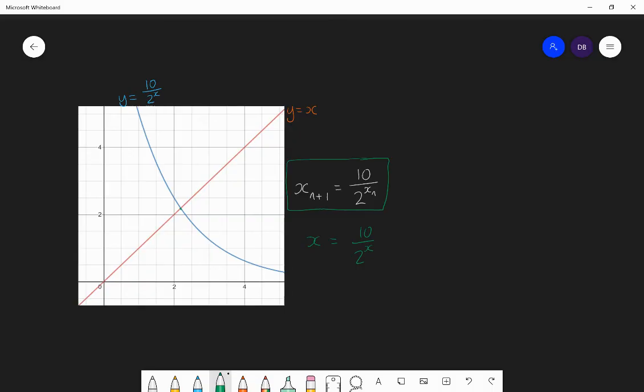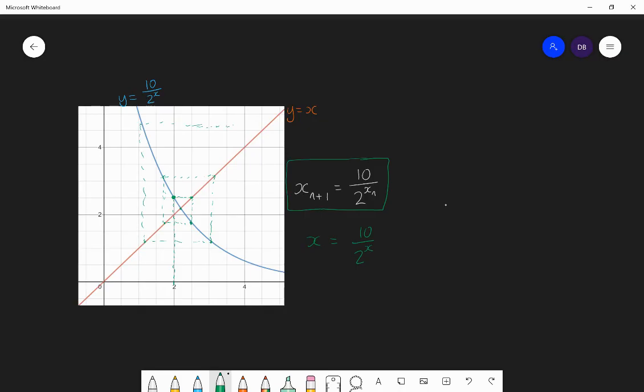Let's say I plugged in something close to the solution, plugged in 2. It would give me, in the recurrence relation, this value of y. Let's make that our next value of x. If I plug that into my recurrence relation, it'll give me this value of y. Let's make that our next value of x. Plug that in, I'll get this value of y. Make that our new value of x. Plug it in, make it our new value of x. Plug it in, make it our new value of x.